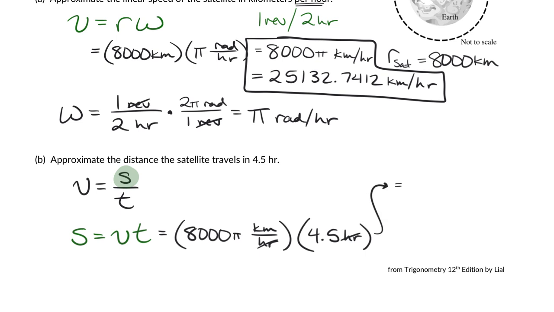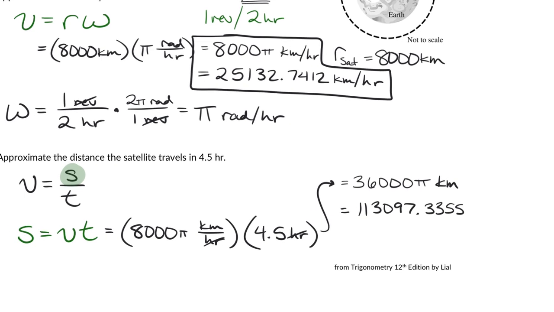It is 36,000. 36,000 pi kilometers, which is a weird way to answer this question. So we're going to translate it back into decimals. So multiply 36,000 times pi. We should get 113,097.3355 kilometers, which is a lot of kilometers. That also makes sense because it's way up there in space.